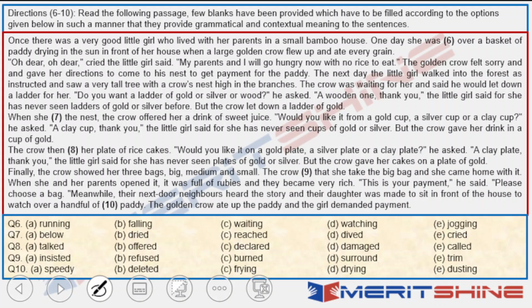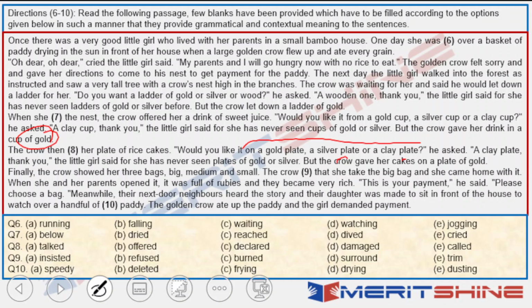Clear? Okay. Now next. Then again the crow asks a similar question. Would you like it from a gold cup or a silver cup or a clay cup? A clay cup, thank you, the girl said, as she had never seen cups of gold and silver. But the crow gave her the cup of gold. The crow then blank her plate of rice cakes. Would you like it on a gold plate, a silver plate, or a clay plate?